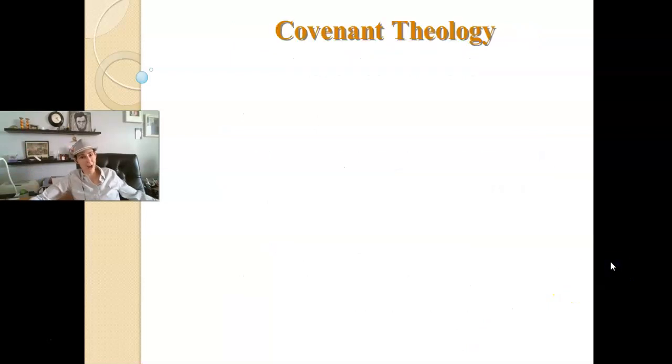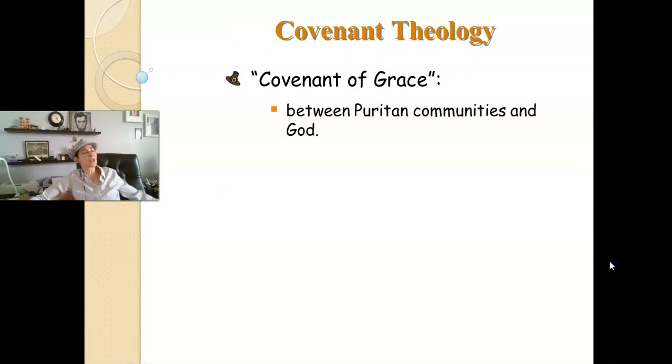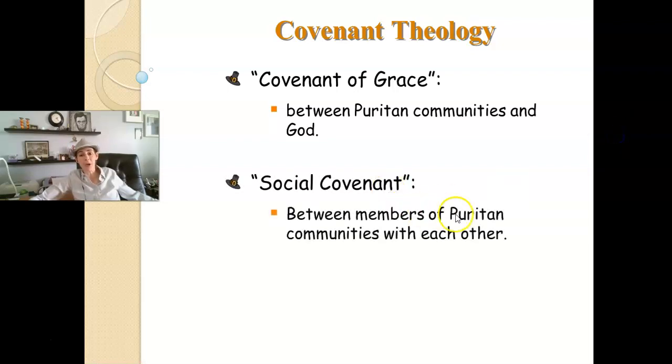All right, covenant theology, the covenants, right? So I talked a little bit about this with some students who asked the questions, but here's a more specific breakdown. So covenant of grace is an agreement between Puritan communities and God, right? That you're going to do what you need to do, and you're going to demonstrate that you're a visible saint, right? The social covenant was between members of Puritan communities with each other, okay?